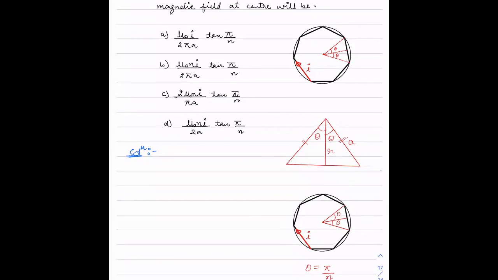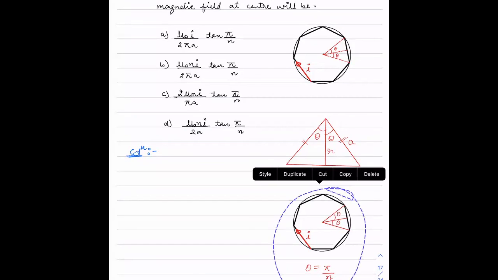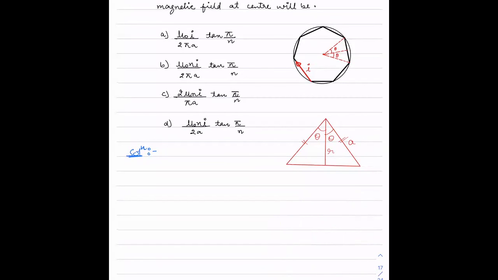Can I write R as a cos of theta? What is theta? Theta is pi by n. So I will write it over here: theta is pi by n. I'm writing it here. Theta angle value, I'll substitute at the end.